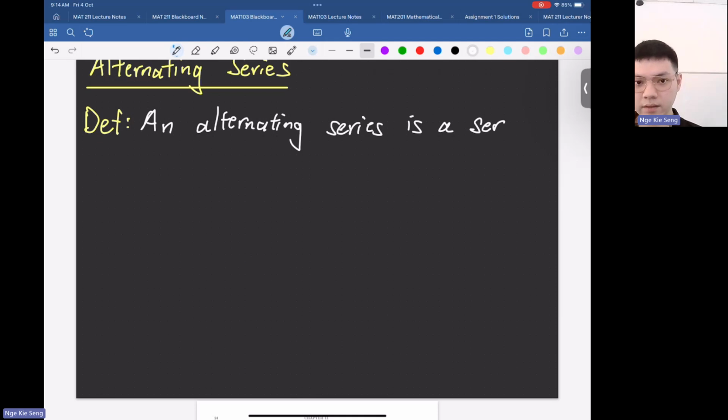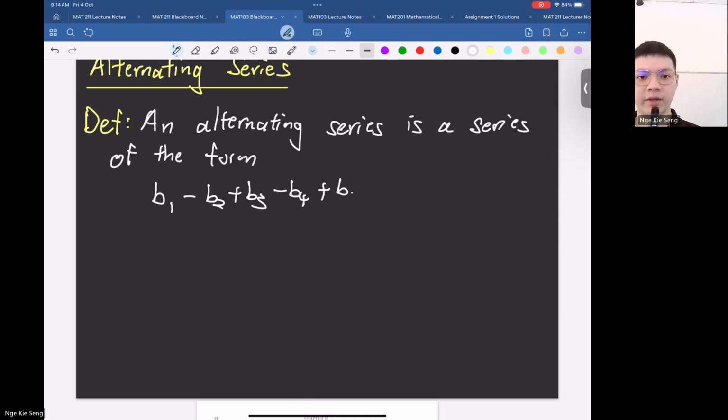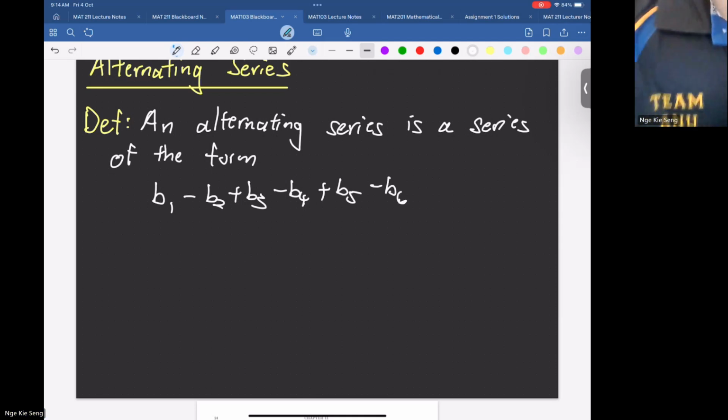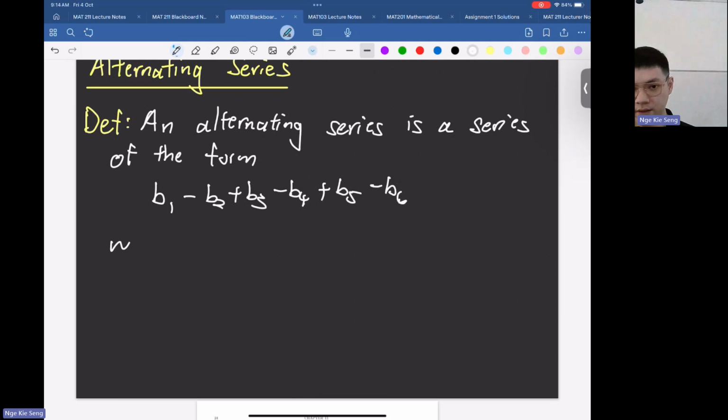An alternating series is a series of the form b1 minus b2 plus b3 minus b4 plus b5 minus b6, and so on, where bn is greater than 0. So we require that every bn is already positive, and then I add the alternating sign to it.